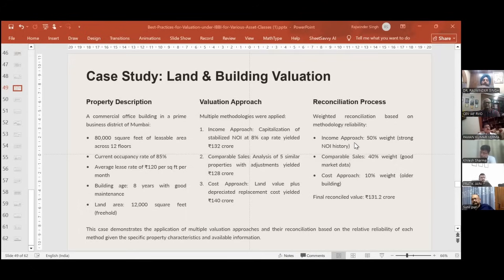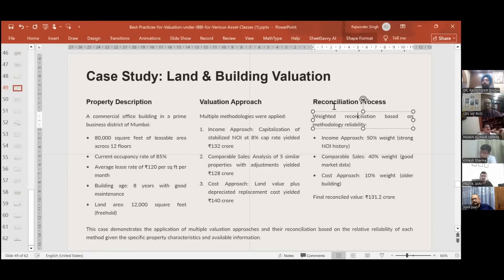This case demonstrates the application of multiple valuation approaches and their reconciliation based on the relative reliability of each method, given the specific property characteristics and available information. This is how you can apply the reconciliation process, which we have been missing so far in our valuation processes. We are simply using only one method and giving the result by that method only. So it is important you use all the methods and apply a weighted reconciliation so that you are able to justify your value.